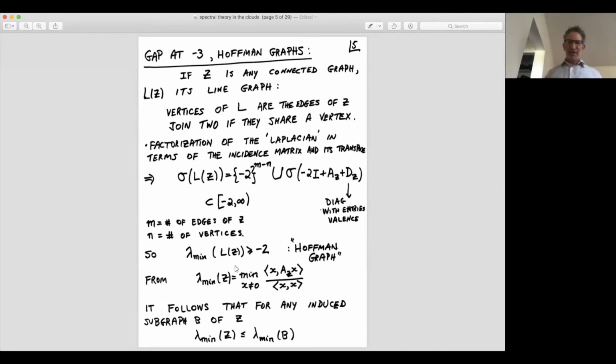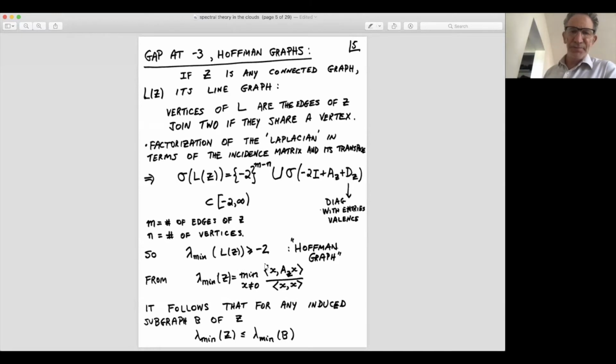And because of the Laplacian and the adjacency-incidence matrix, which is related to the Laplacian, you can look at this matrix or its transpose, and it's a very easy exercise that the spectrum of the line graph of any graph consists of -2 to a certain multiplicity. So -2 is always an eigenvalue with multiplicity m minus n, where m is the number of edges of Z and n is the number of vertices.